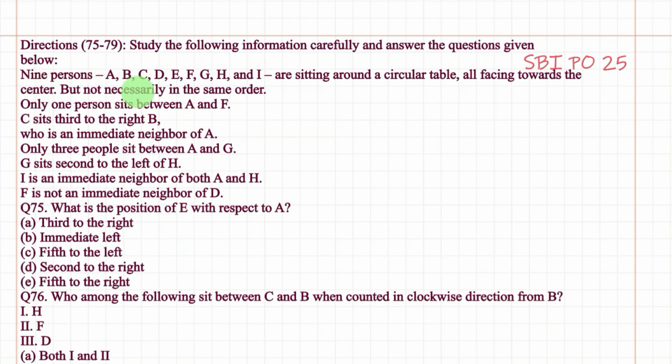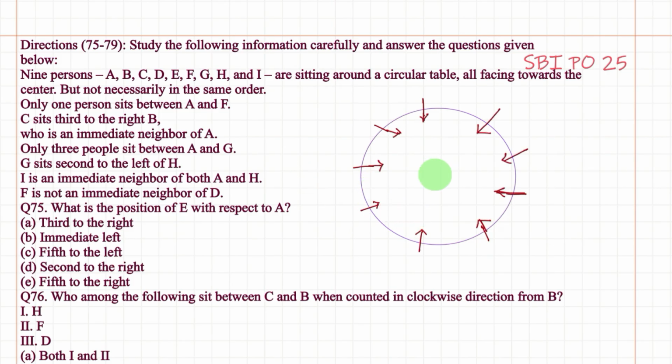Nine persons A, B, C, D, E, F, G, H and I are sitting around a circular table, all facing towards the center. When they are all facing towards the center, you have to imagine yourself sitting towards the center, so this is the left and this is the right of that person. So this is how they are going to be arranged.